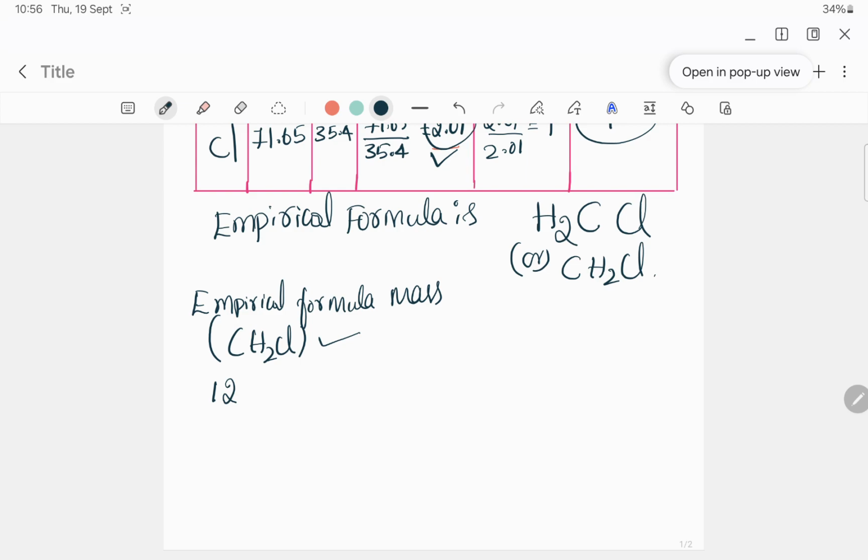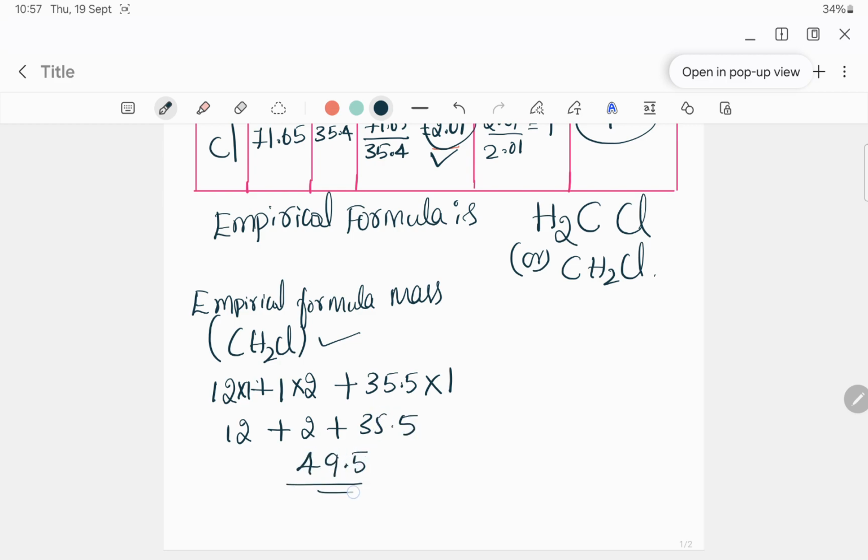The atomic mass of carbon is 12, so 12 into 1. Next, how many hydrogens are there? 2 hydrogens multiplied by the atomic mass of hydrogen, which is 1. Then the atomic mass of chlorine is 35.5, into 1. Then you will get 12 plus 2 plus 35.5, that should be 49.5. We get the empirical formula mass.